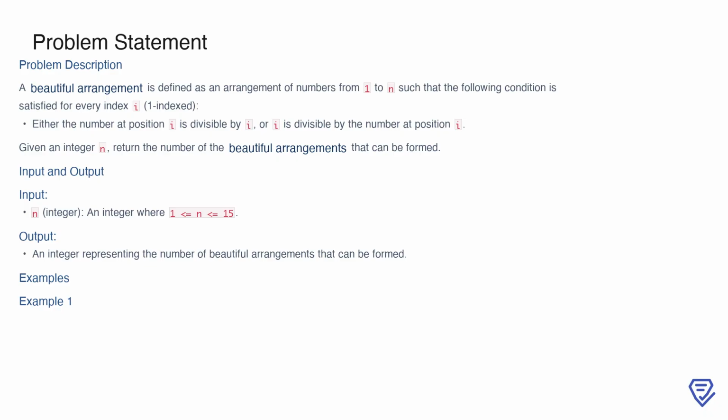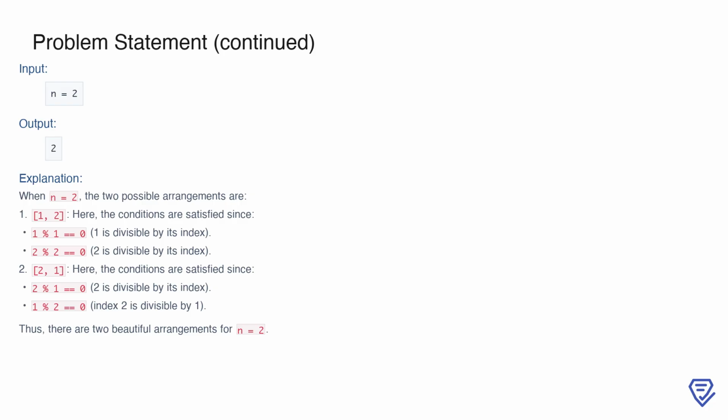The input to the problem is a single integer n, where n can range from 1 to 15. The output will be an integer that represents the total number of valid beautiful arrangements. This is the essence of the problem that we need to solve, and we'll now look at some examples to understand it better. For the first example, let's consider the case where n equals 2.